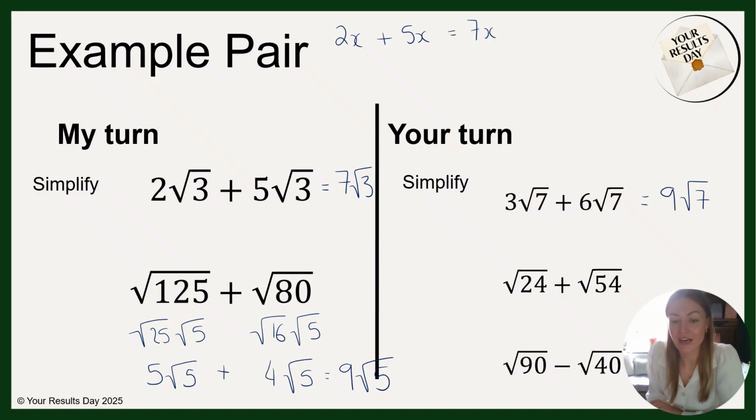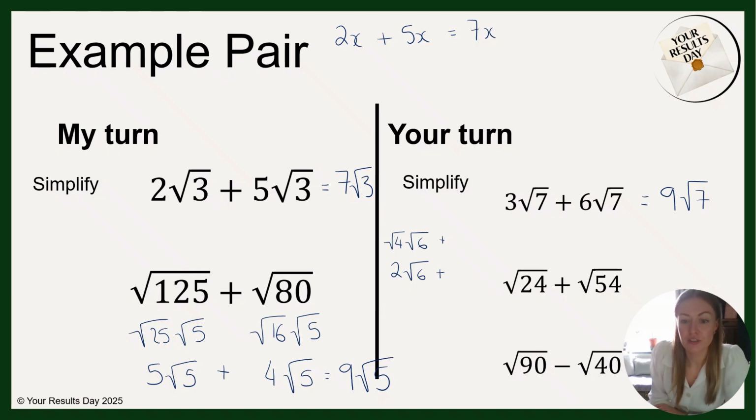This second one, we have nothing in common, so we're going to have to make something in common. Root 24 is the same as root 4 root 6, which is 2 root 6. And root 54 is going to be the square root of 9 times the square root of 6, which is 3 root 6. And so if we add those together, 2 lots of root 6 plus 3 lots of root 6 will be 5 lots of root 6.